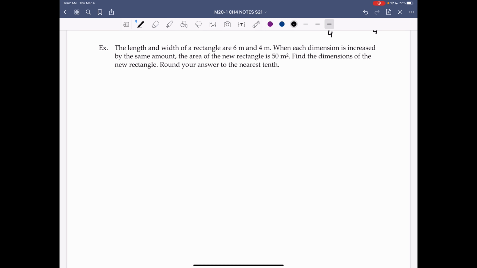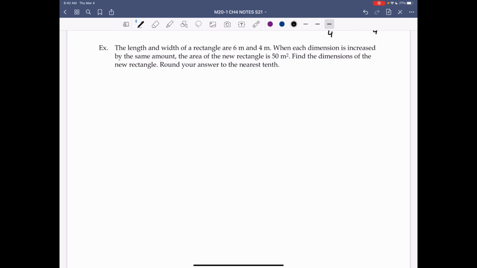Example: the length and width of a rectangle are 6 meters and 4 meters. When each dimension is increased by the same amount, the area of the new rectangle is 50 meters squared. Find the dimensions of the new rectangle. Round your answer to the nearest tenth.